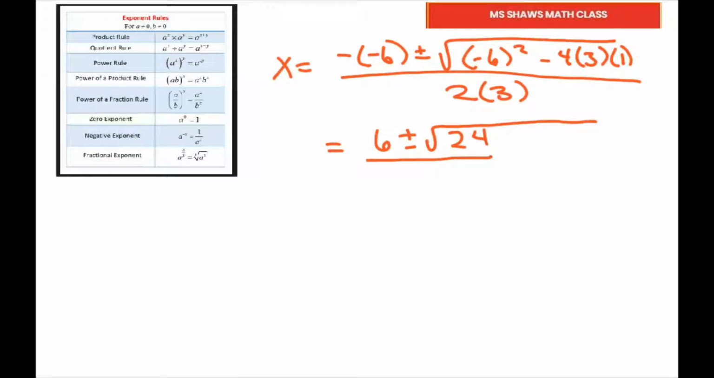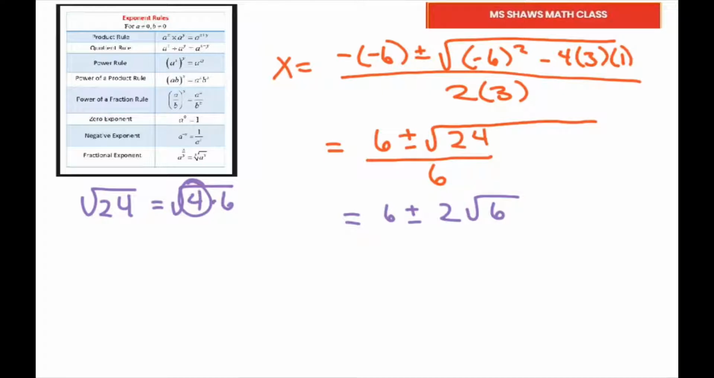So this simplifies to 6 plus or minus, this is 36 minus 12, which is 24, and this is just 6. Now, square root of 24 equals square root of 4 times 6. So that's going to equal 6 plus or minus, we take the square root of 4, which is 2, pull it out, and leave in the 6. Now, if I can, I'm going to put the 6 under each piece, that helps me simplify.